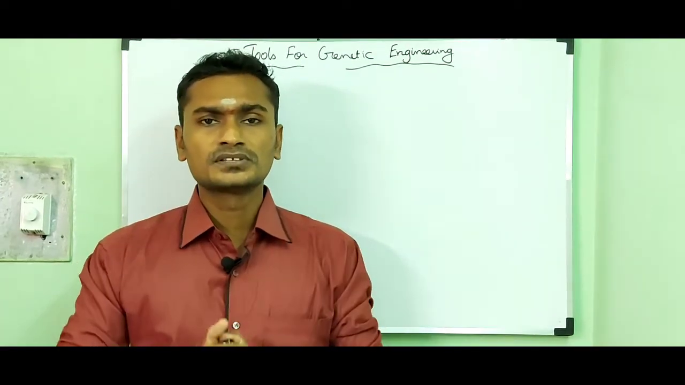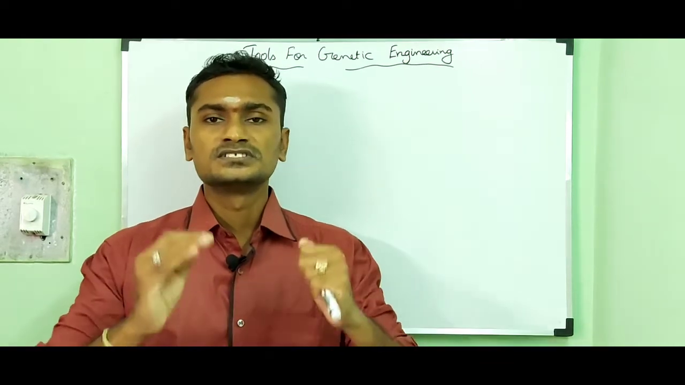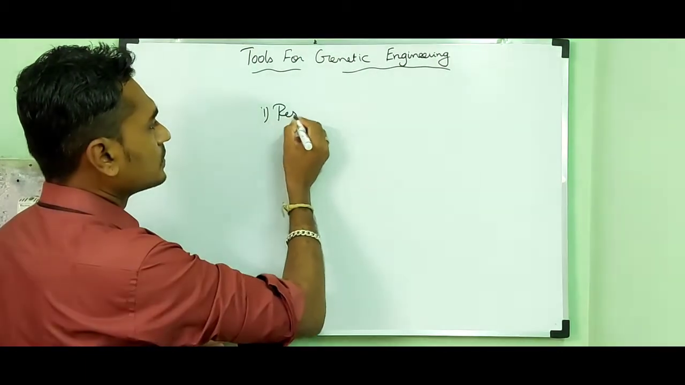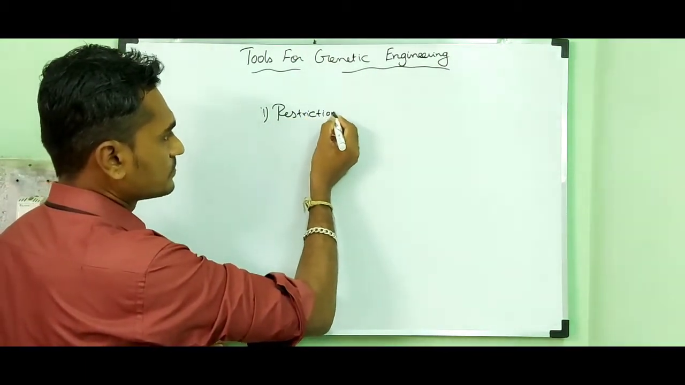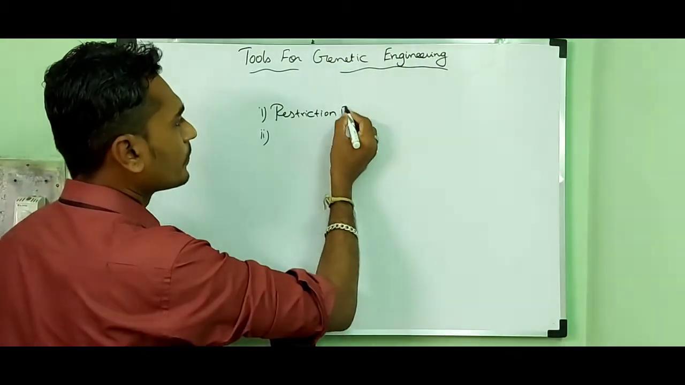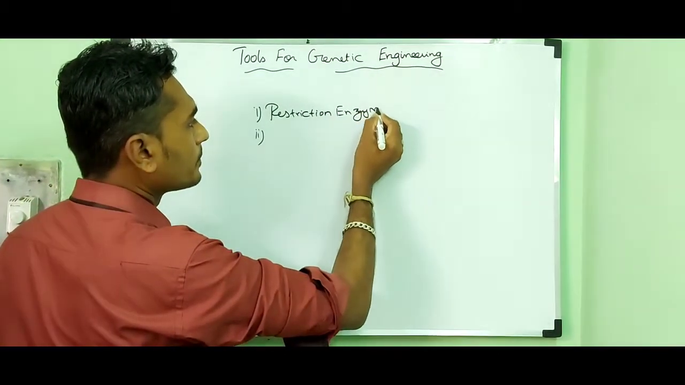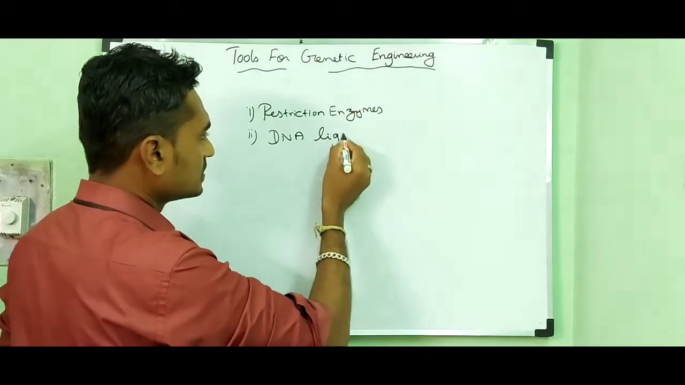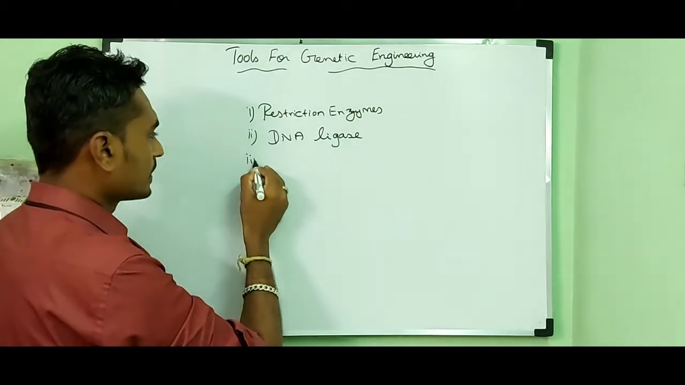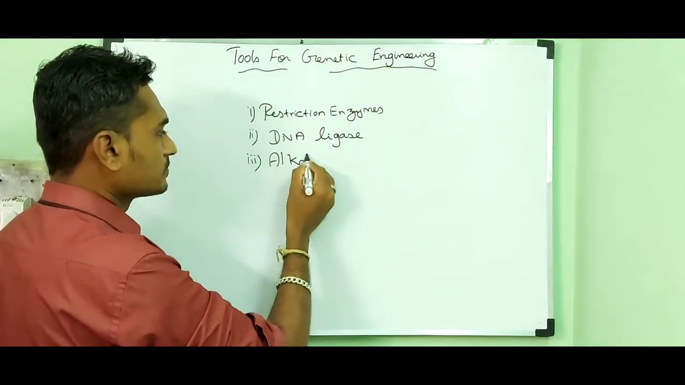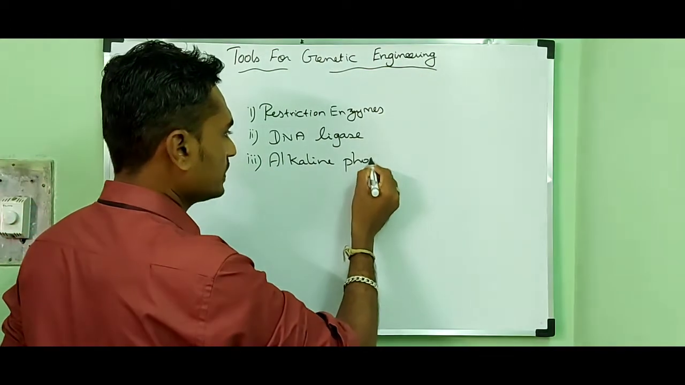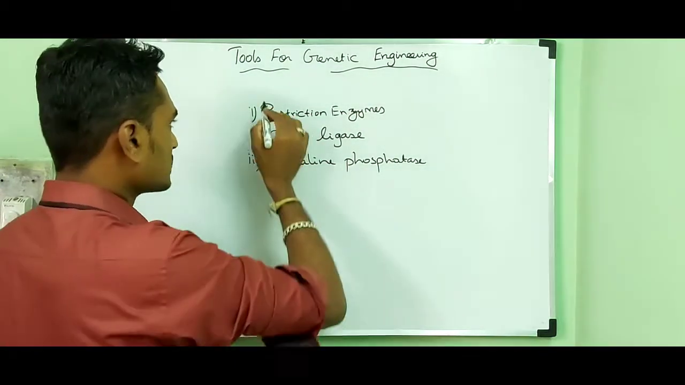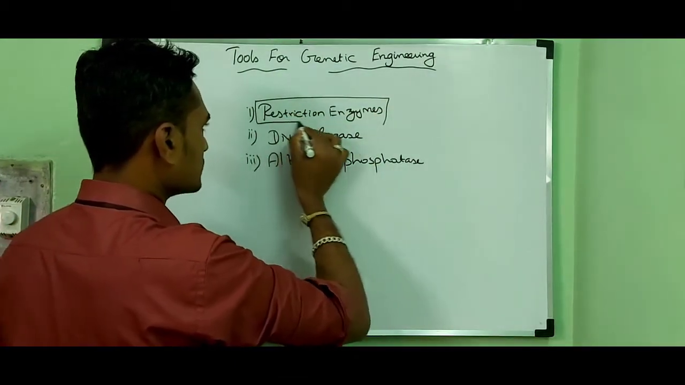The most important enzymes required for genetic engineering are restriction enzymes, DNA ligase and alkaline phosphatase. In this video, we are going to concentrate on restriction enzymes.